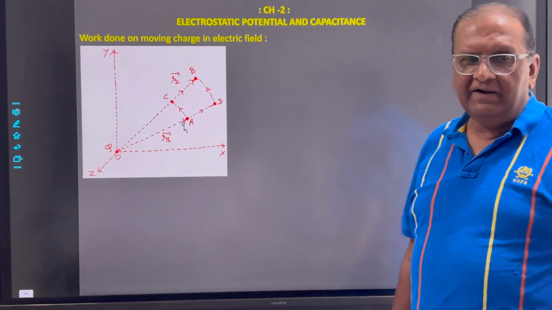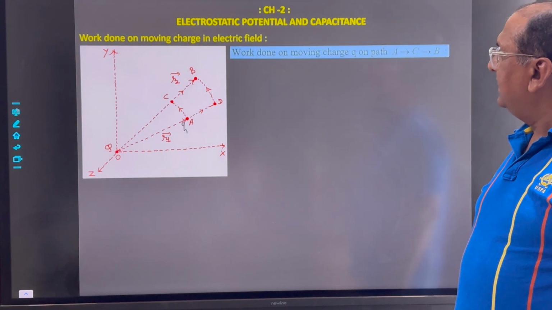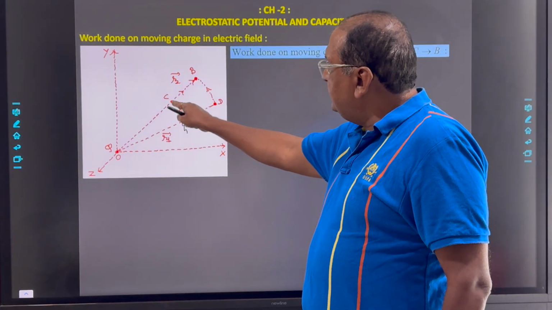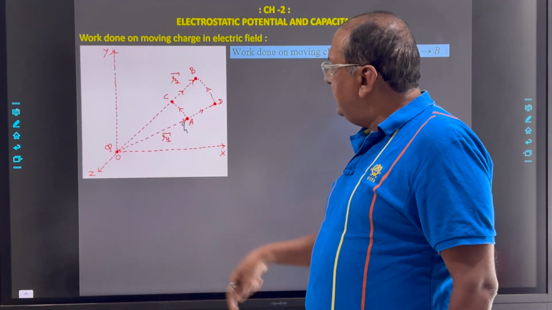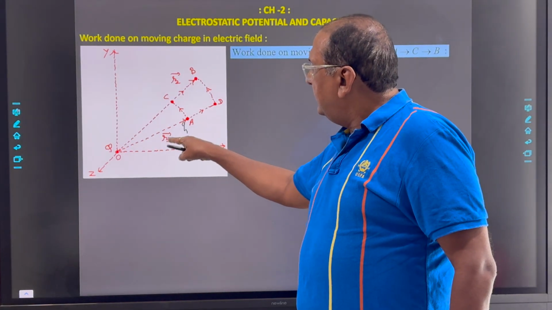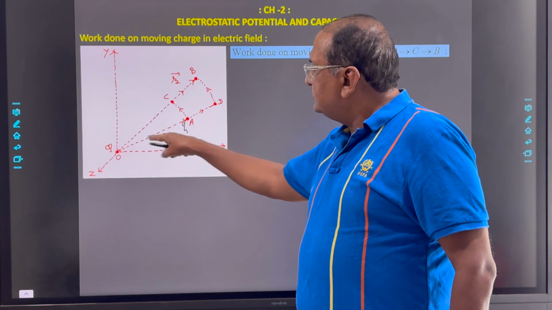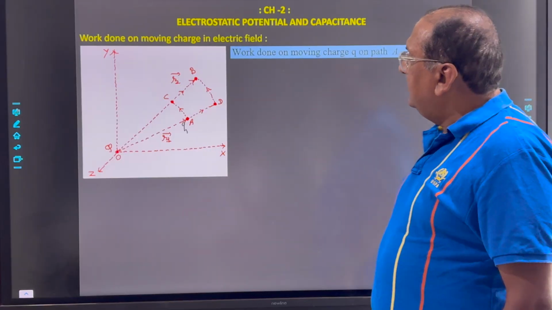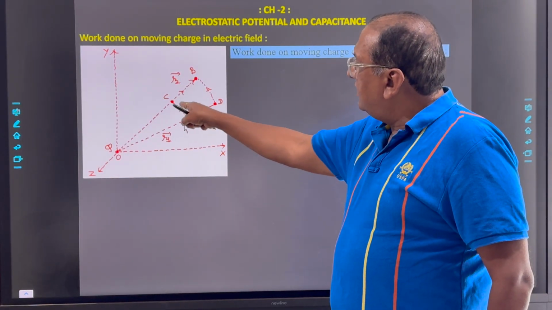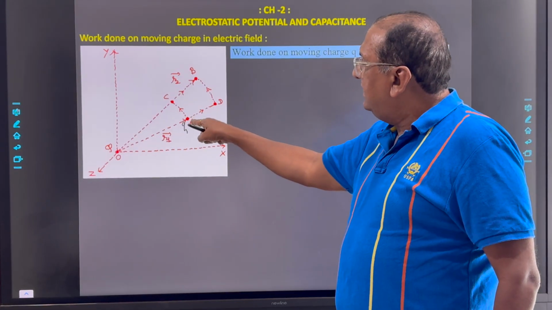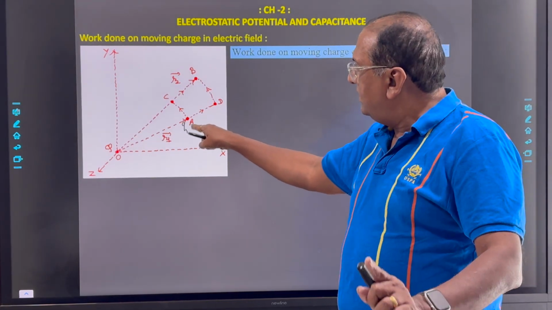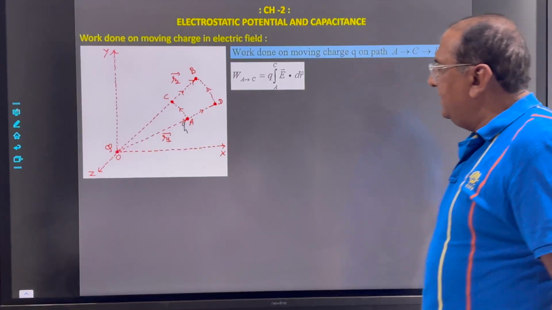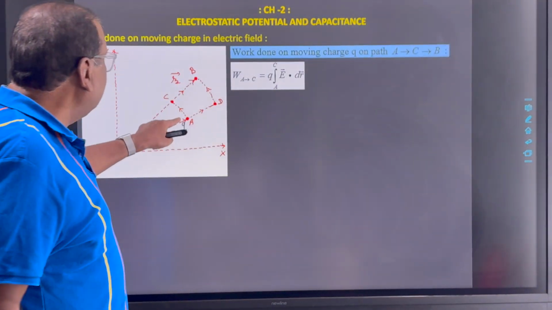Okay, now see here, first we consider the path A to C and then C to B. Now Q to A, this position vector is R1, so the distance O to A is R1. Okay, so here on the curved path having radius equal to R1, charge small q is moved from A to C. So first we will calculate the work done on moving charge small q from A to C.